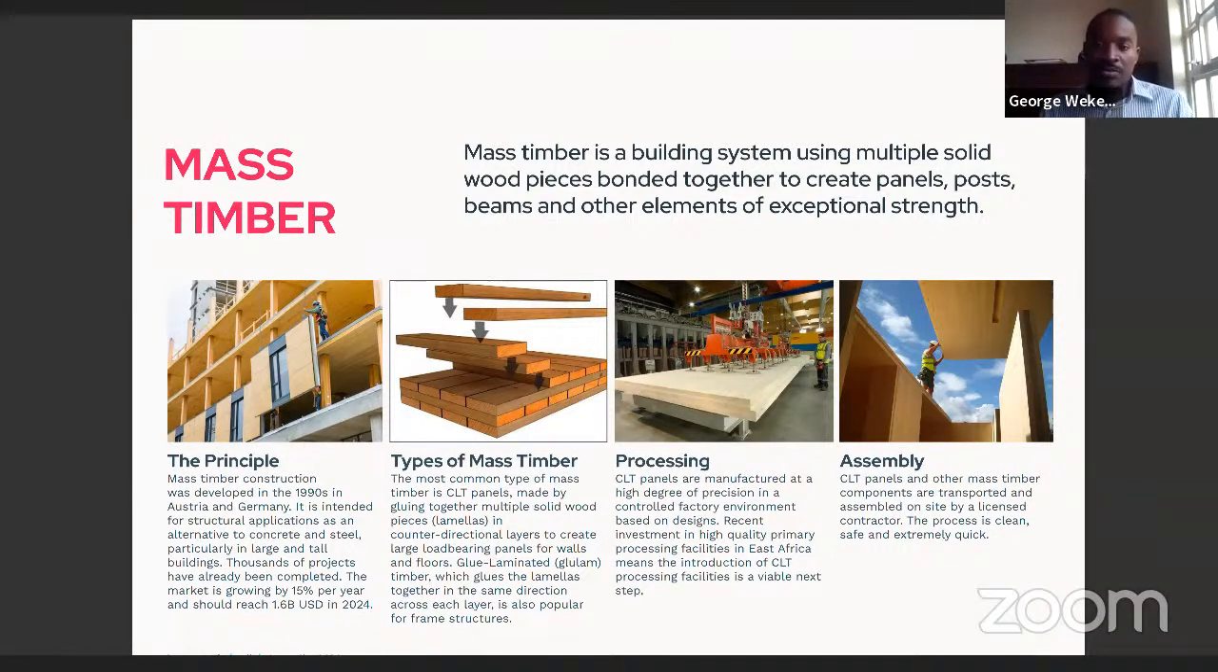But CLT is made in a factory setting, so the precision is really controlled, and you can achieve a whole array of design solutions, because any design option that you want to come up with can be cut using a CNC machine. The assembly on site can also be done in a very quick manner.